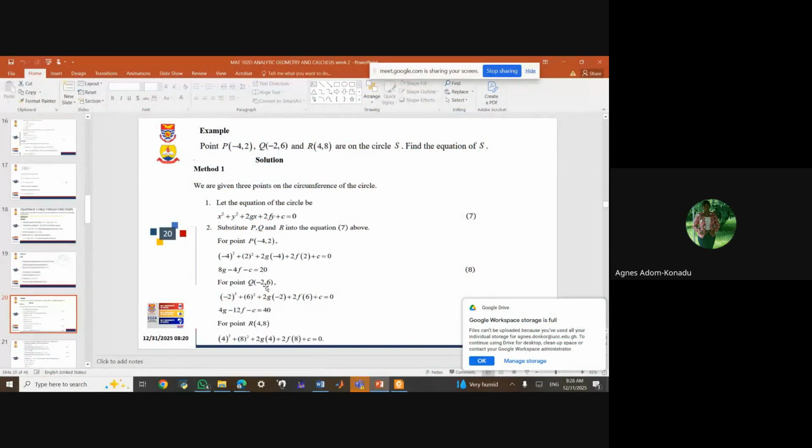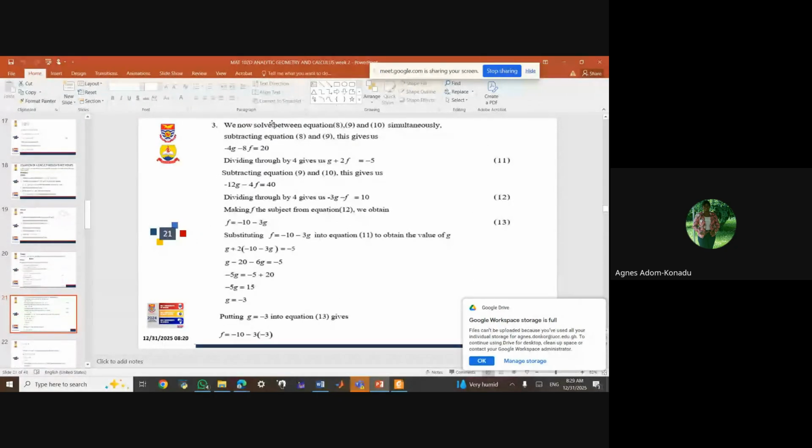Okay. So you substitute -2 for x and then 6 for y. So you have (-2) squared plus 6 squared plus 2g(-2) plus 2f(6) plus c equal to 0. Then when you simplify, you're going to get 4g minus 12f minus c equal to 0. So that is the second equation. Then the third, we substitute 4 and 8. So we have 4 squared plus 8 squared plus 2g(4) plus 2f(8) plus c equal to 0. So after getting the 3 equations, you simplify. The third one is like this.